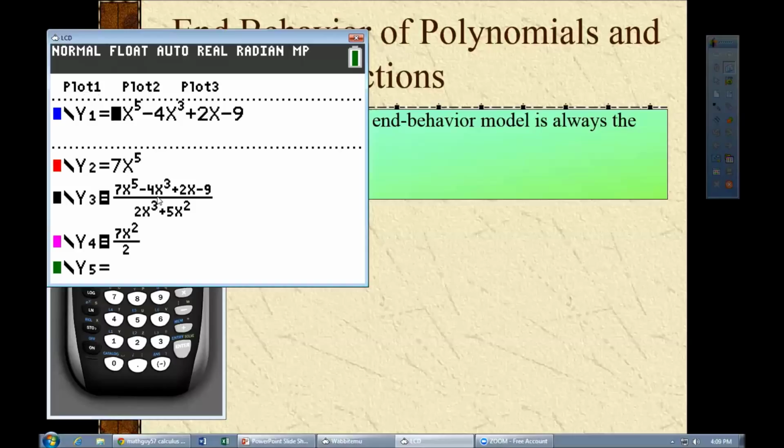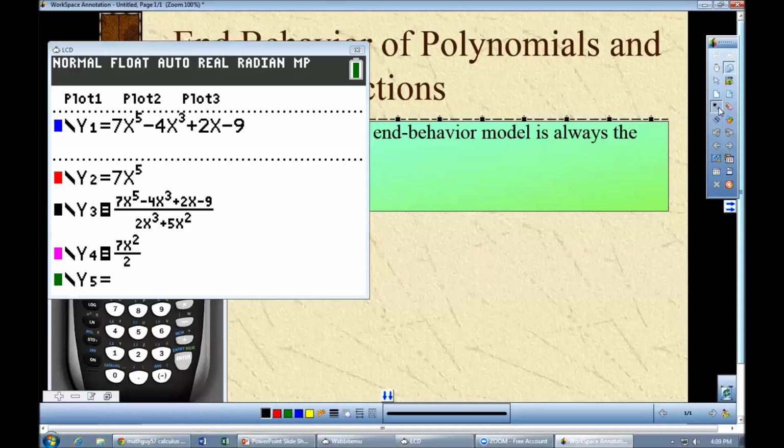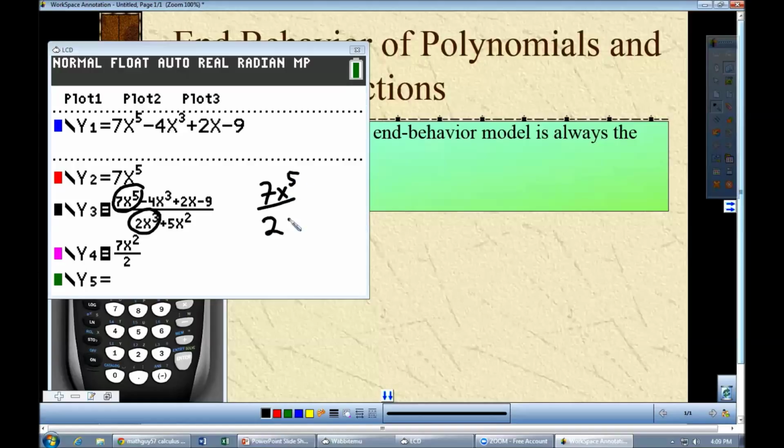Recall that we were comparing seven x to the fifth minus 4x cubed plus 2x minus 9 over 2x cubed plus 5x squared. We compared it to 7x squared over 2. So where did I come up with that function to compare things to? Well, the simple answer is I looked at the leading term in the numerator and the leading term in the denominator. 7x to the fifth and 2x cubed. If I reduce 7x to the fifth over 2x cubed, guess what I get?